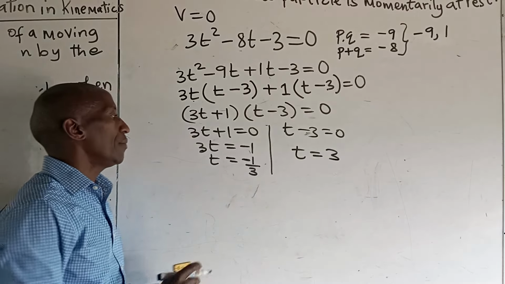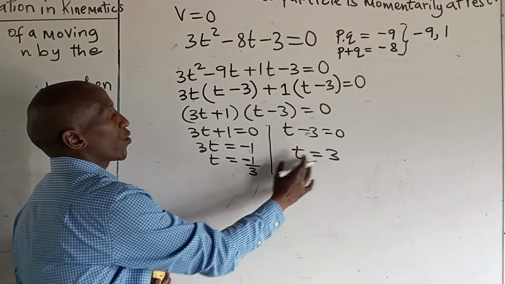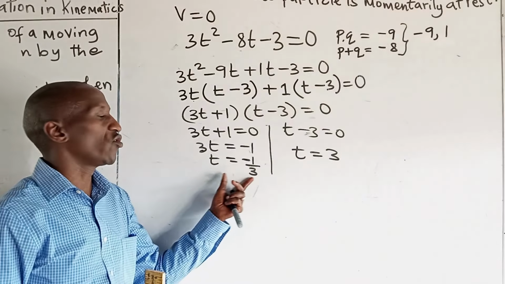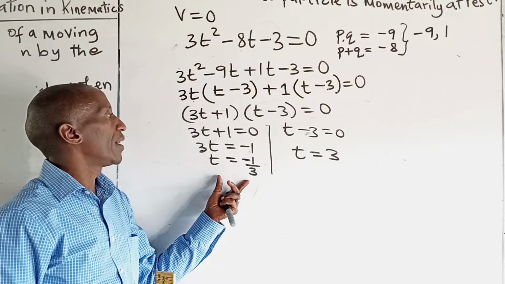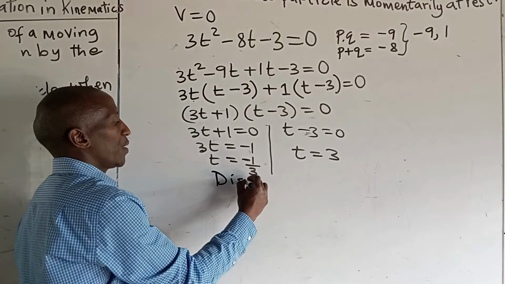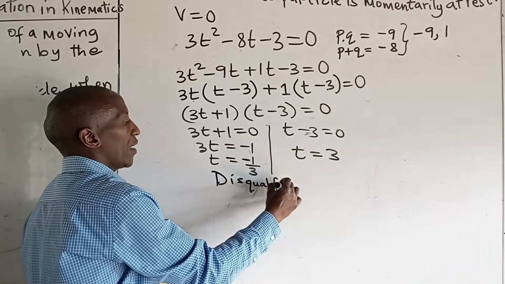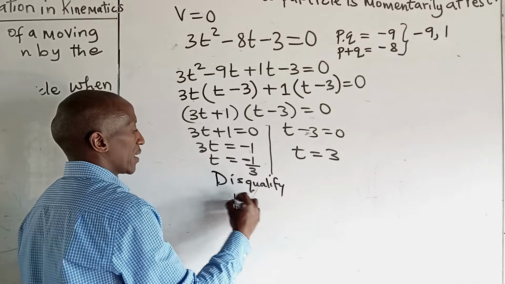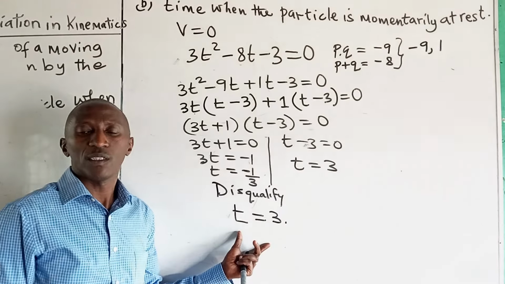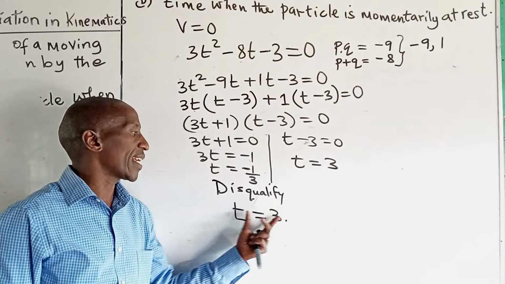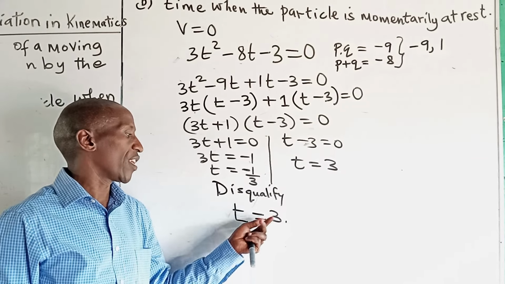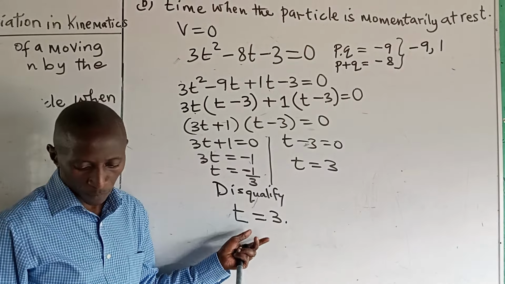So at time t is equal to 3, or at time, if you look at this, this is not possible to have time in the negative. So this kind of an answer should be disqualified. We disqualify this one and summarize and say t is equal to 3. It is at this point where you can get a question like find the maximum displacement, then you use this kind of a value.